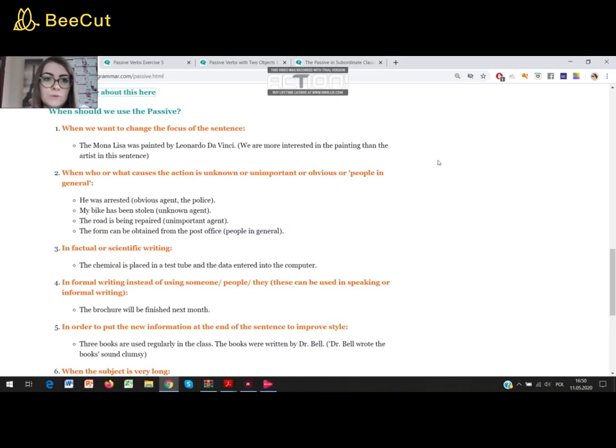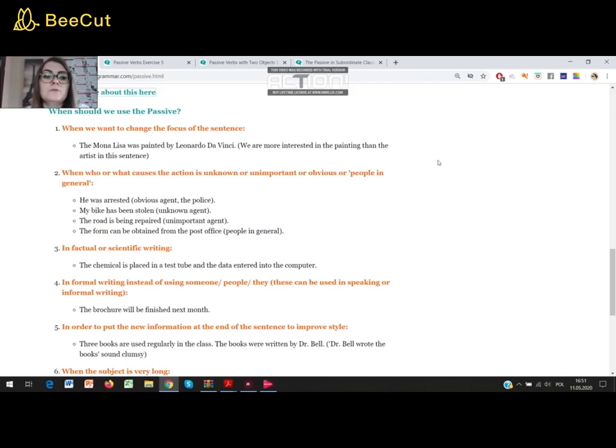Another use is when who or what causes the action is unknown or unimportant or obvious or people in general, yeah? "He was arrested", obvious agent, the police, yeah? "My bike has been stolen", unknown agent. "The road is being repaired", unimportant agent. And "The form can be obtained from the post office", people in general, yeah?